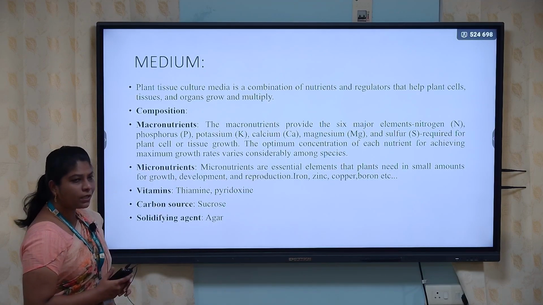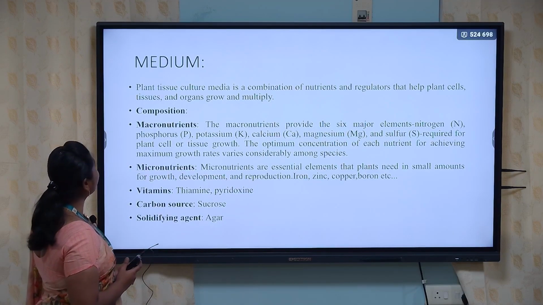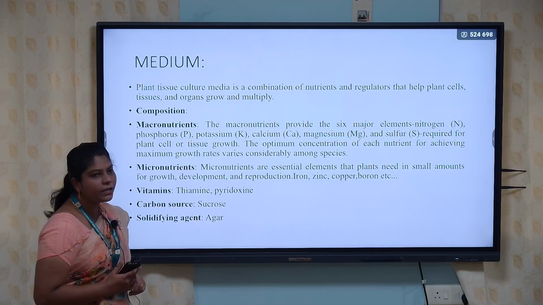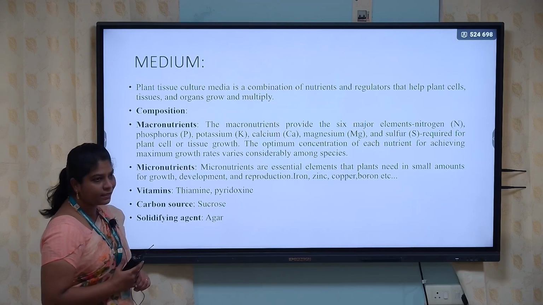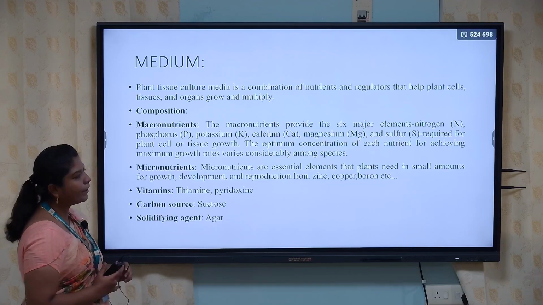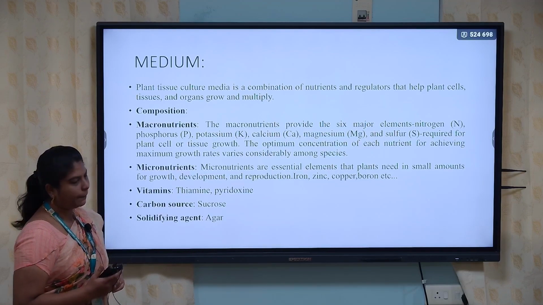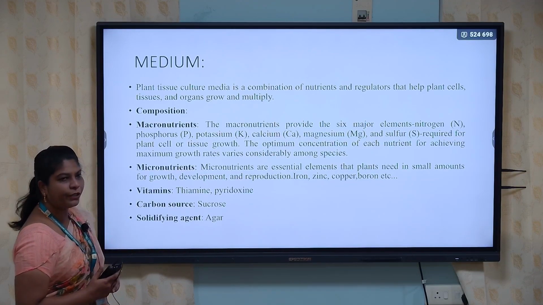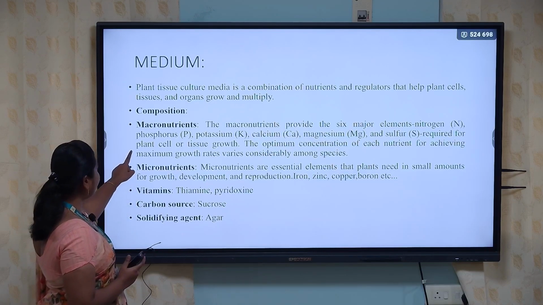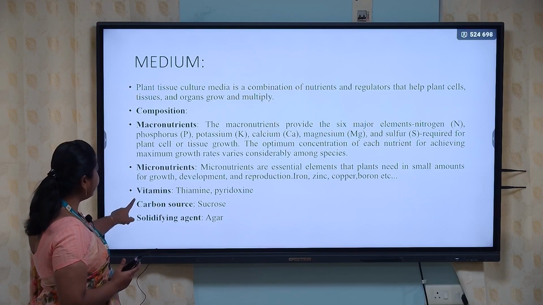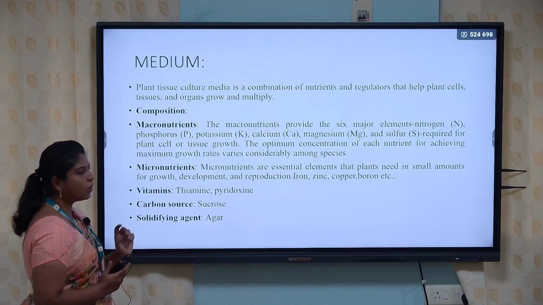Medium. What is medium? A plant tissue culture medium is a combination of nutrients and regulators that help plant cells, tissues and organs to grow and multiply. Composition of the media: macronutrients, micronutrients, vitamins, carbon sources, solidifying agents.